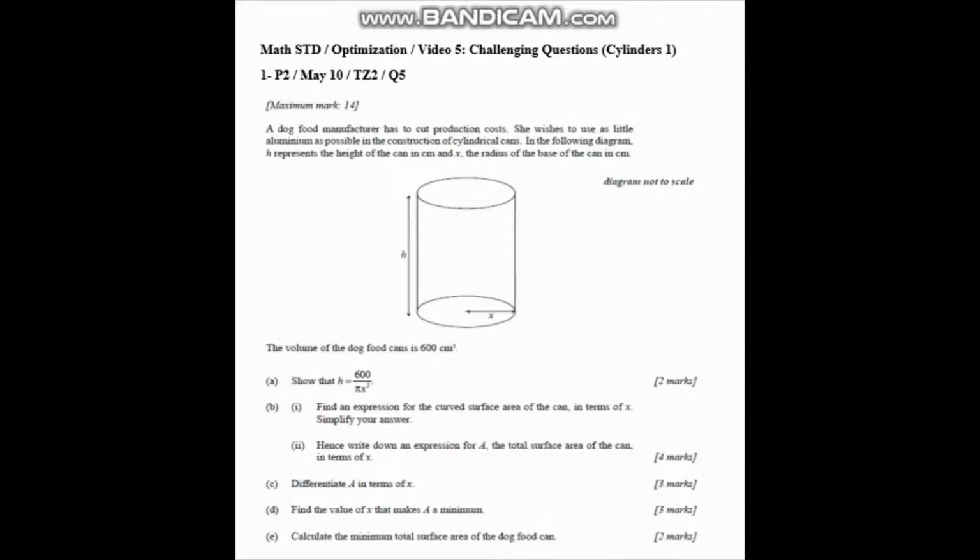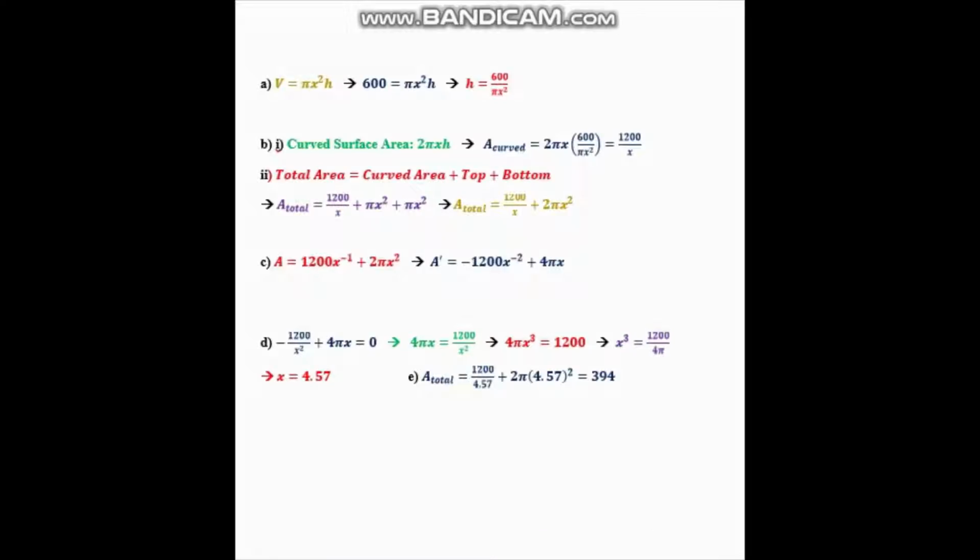Next, in question C, I'm required to differentiate a in terms of x. So there is my expression for a. I have simply rewritten it, just transferring the x from the denominator to x power negative 1 in the numerator. This can help me differentiate, and a dash shall be as follows: negative 1200 x to the power of negative 2 plus 4 pi x.